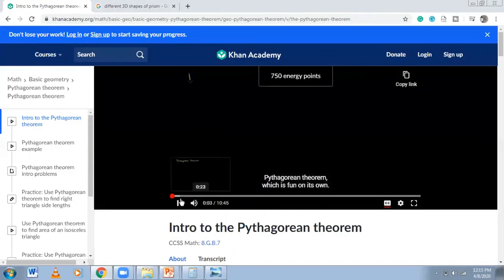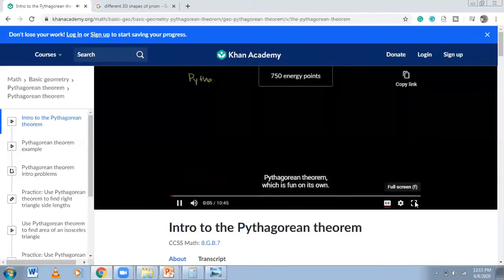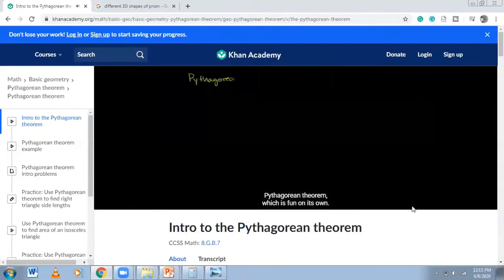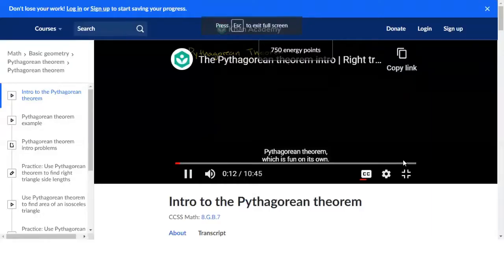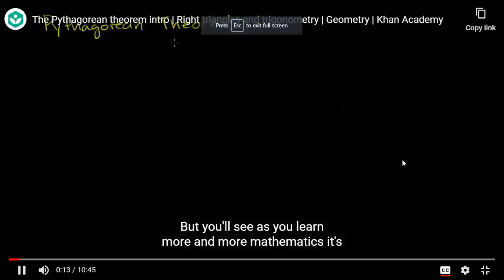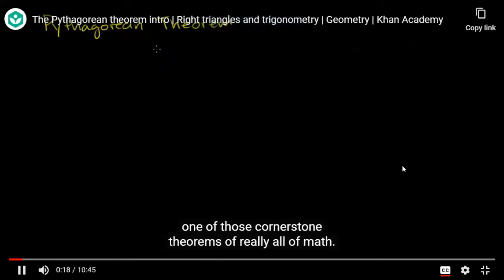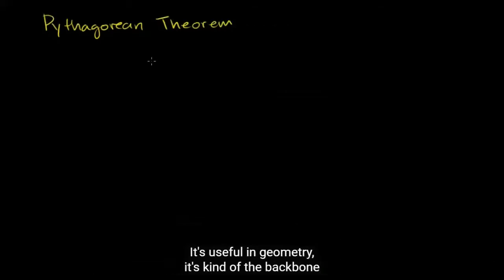Okay. The Pythagorean Theorem. That is related to Pythagoras Theorem. It's fun on its own, but you'll see as you learn more and more mathematics, it's one of those cornerstone theorems of really all of math. It's useful in geometry. It's kind of the backbone of trigonometry. You're also going to use it to calculate distances between points. So it's a good thing to really make sure we know well.